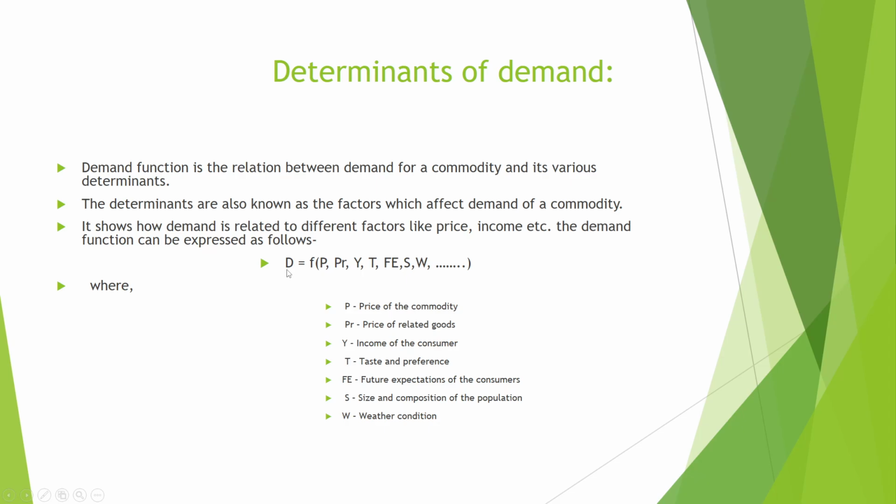So I have denoted demand with D, and function of P, PR, Y, T, FE, S and W and so on. So I am listing some of the factors here, but there may be some more factors which can influence the demand. So I have written below, P stands for price of a commodity, PR stands for price of related goods, so on. So we will see one by one how these factors affect the demand.